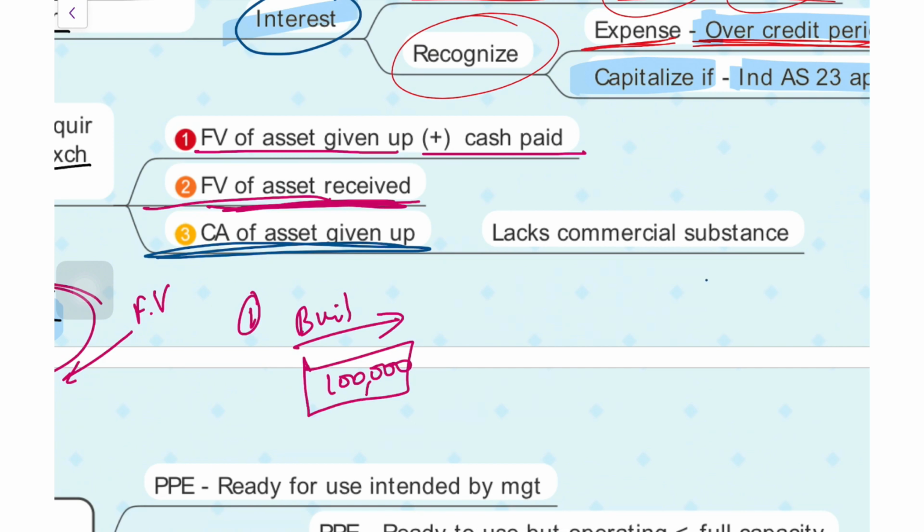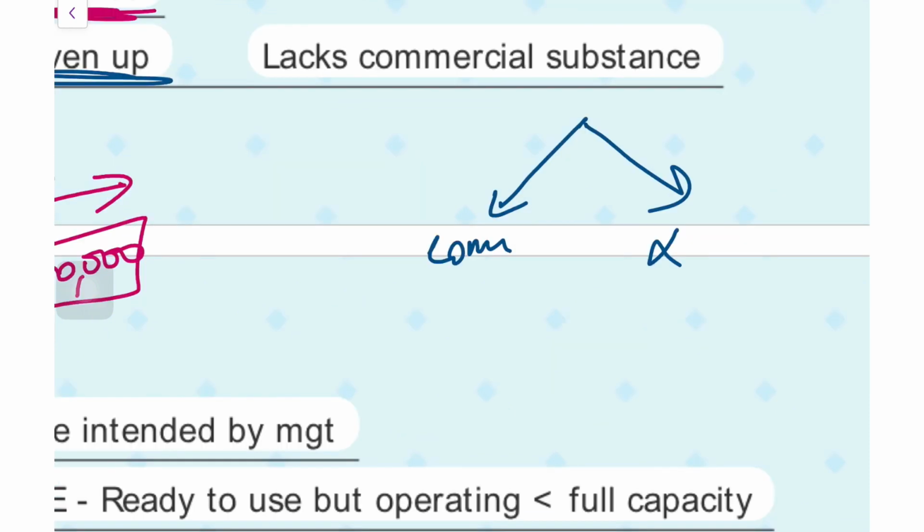Here, one more thing: there might be two cases. One when there is some commercial substance, and a second case where there is no commercial substance. Commercial substance means that when you acquire this asset in exchange, you are expecting that the asset is going to give you some cash flow in the future. That is when a transaction is said to have commercial substance, when you're expecting some benefit or cash flow out of it in the future.